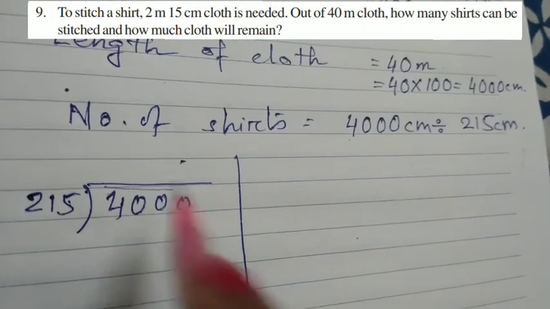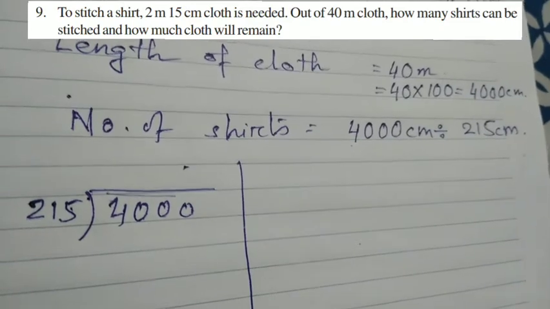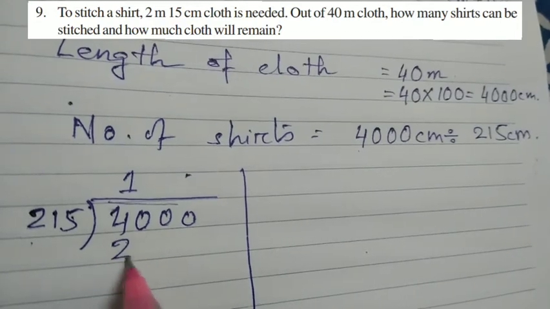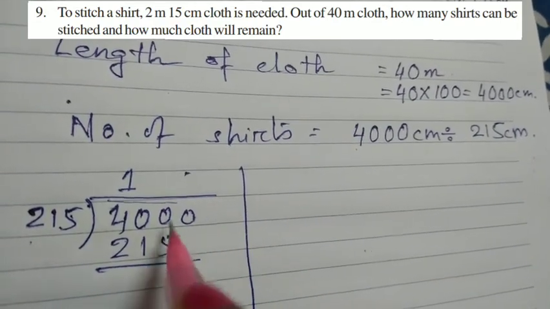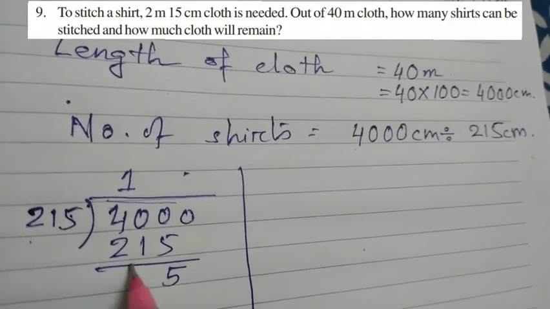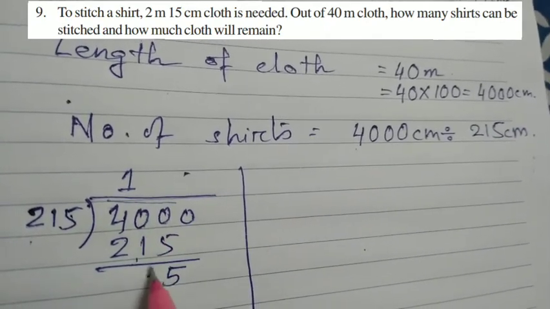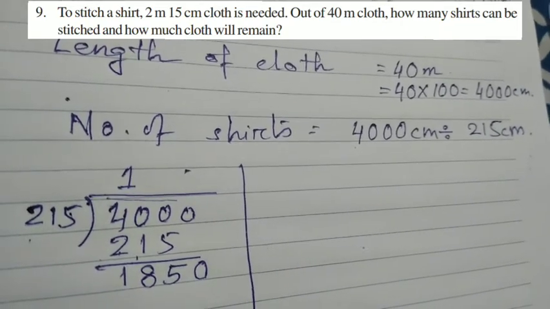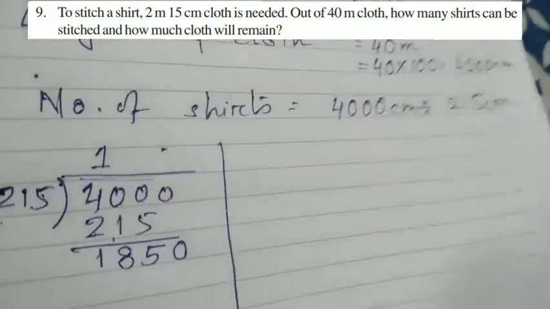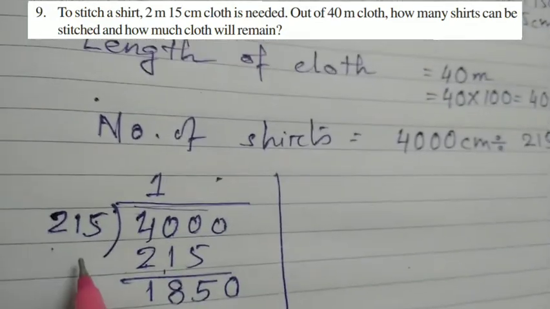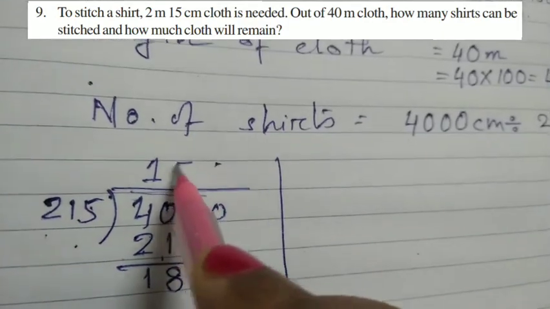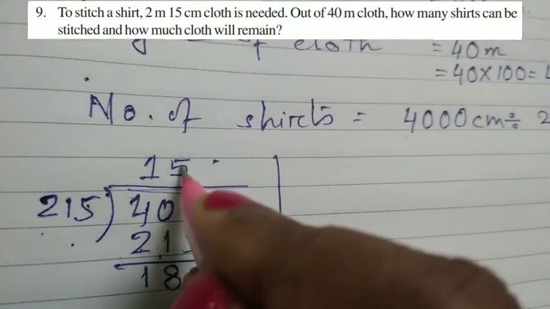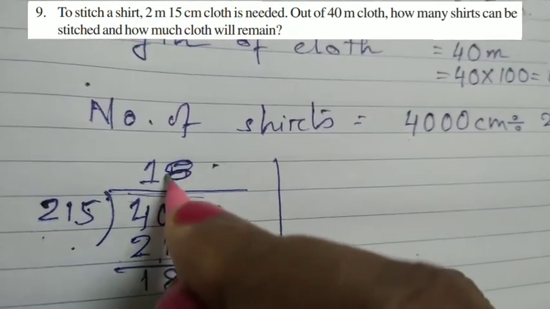215, this completely 3-digit number 215, it goes one time, so I will write 1 at the top and 215, then minus 5, 1 plus 1 2, then 8, 3 and 1 4, 1850. Then after that for 1850 it will go, not 5 times, it will go 8 times.